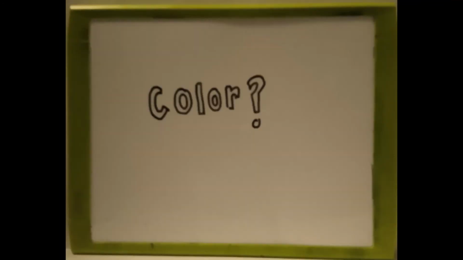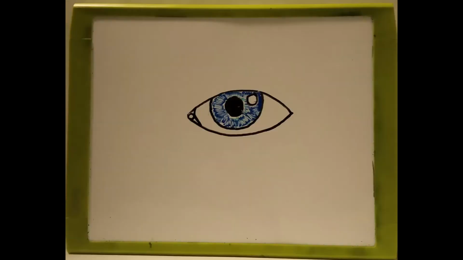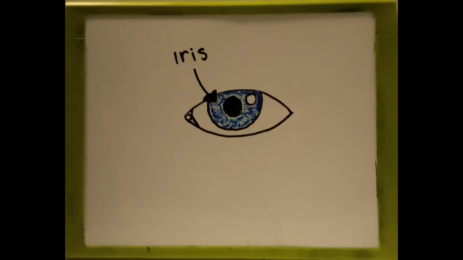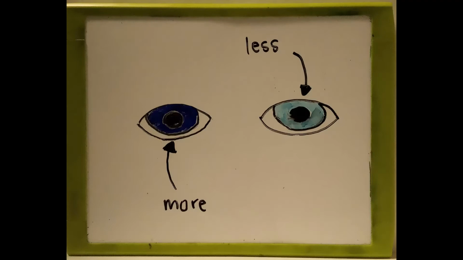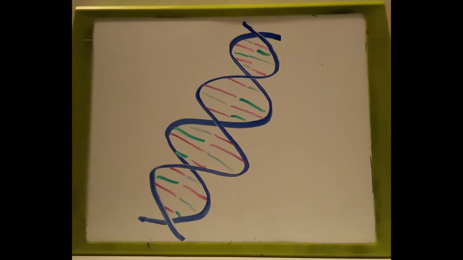To understand the real genetics of eye color, we first have to know what gives eyes their color. The iris is the colored part of your eye. Your iris is colored with a natural pigment called melanin. The more melanin you have, the darker your eyes will be. There are many different genes that control the amount of melanin in your eyes.